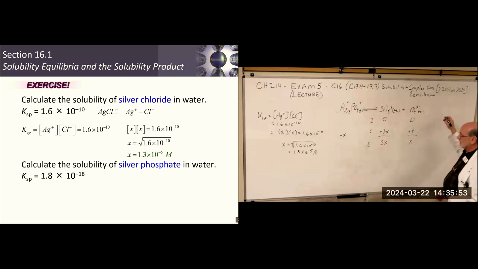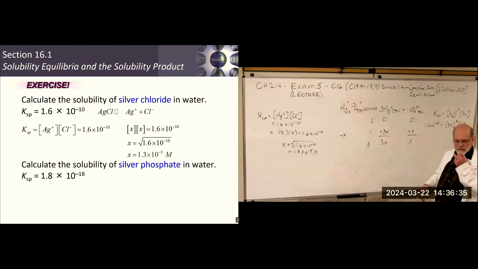And if we write the expression, Ksp for this is the solubility product: silver, and this is to the 3rd power, and phosphate. Now, Ksp is 1.8 times 10 to the minus 18. 1.8 times 10 to the minus 18 is the Ksp. And this concentration is 3X to the 3rd power, and this one is X.